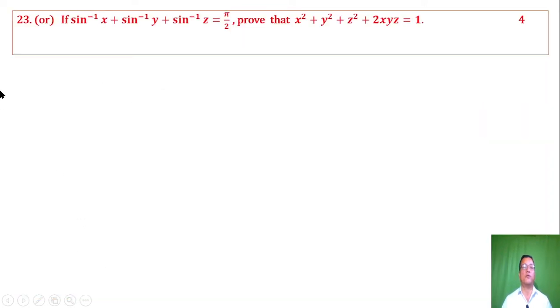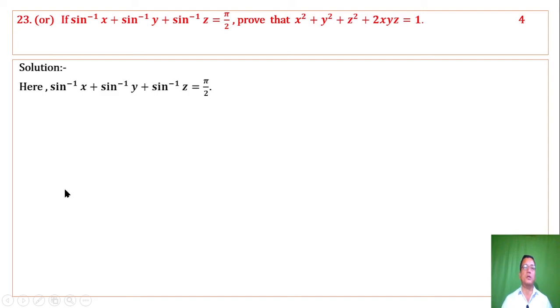Question number 23, or: if sine inverse x plus sine inverse y plus sine inverse z equal to pi by 2, prove that x square plus y square plus z square plus twice x y z equal to 1. 4 marks. Sine inverse x plus sine inverse y plus sine inverse z equal to pi by 2.